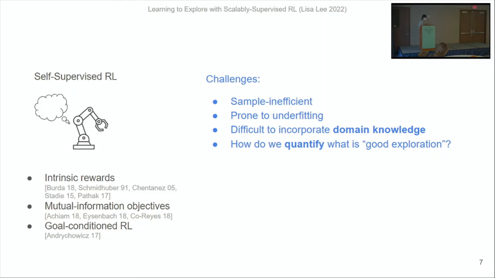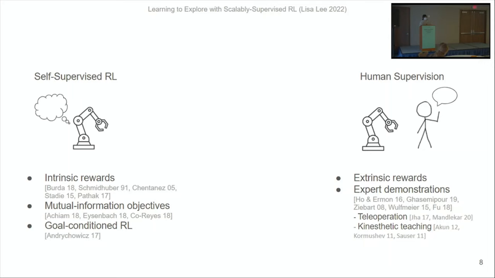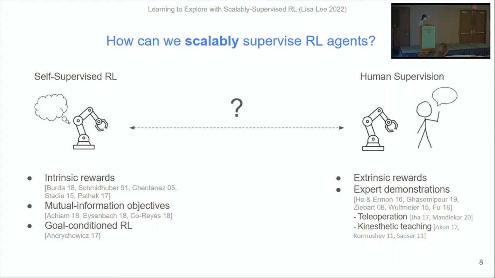So far, I've briefly described self-supervised and human-supervised RL methods, which have their strengths and weaknesses. Can we find a balance in between? The theme of this talk will focus on how we can scalably supervise RL agents, and throughout the talk, we will be mindful about the cost of human supervision and show that there are scalable modalities of supervision that can benefit exploration and representation learning for RL.